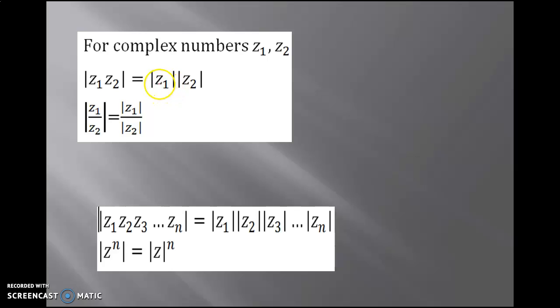Next one is for complex numbers z1, z2, modulus of their product is equal to product of their moduli, that is modulus of z1 times modulus of z2. Similarly, modulus of z1 upon z2 is equal to modulus of numerator upon modulus of denominator. Now we extend this property to any n complex numbers to get these two properties. Now we use these properties to solve some problems.